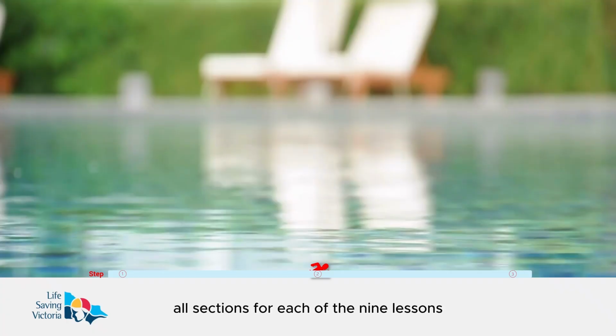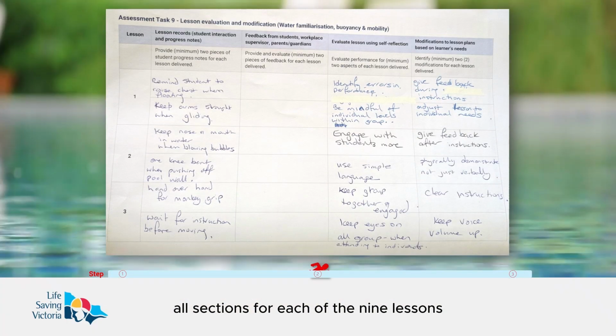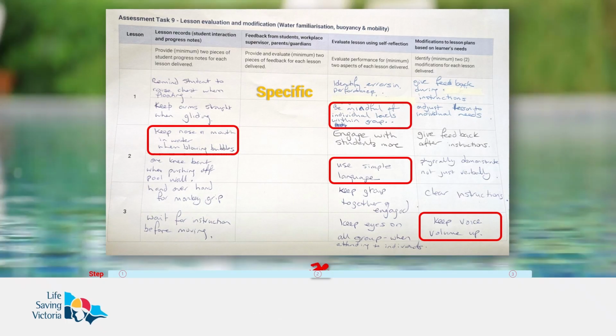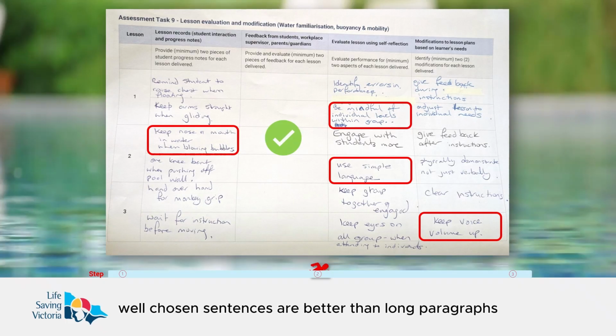Once you've completed all sections for each of the 9 lessons, take the time to review your templates before submitting. Make sure every section is fully completed. Templates with missing or vague information may be returned for resubmission. Aim to keep your responses short, clear, and specific. A few well-chosen sentences are better than long paragraphs or one-word answers.